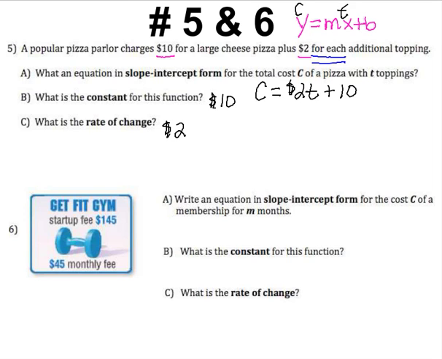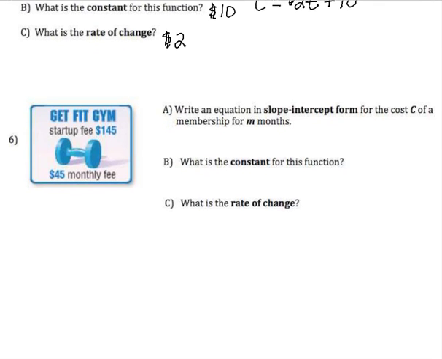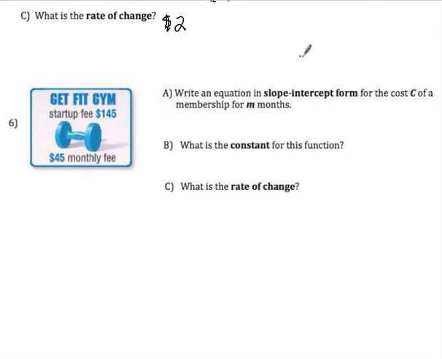If I look down at the next example, it's the same type of thing. So it says, again, write an equation in slope-intercept form. So I'm going to put my form up here. Slope-intercept looks like this. Remember, B is your constant, M is your slope or rate of change. And so for the cost of C, for the membership of M months. So it says the startup fee is $145. The monthly fee is $45. So monthly, that means I'm going to be paying that every month. The $145 I'm not paying for every month. So that's going to be my constant.